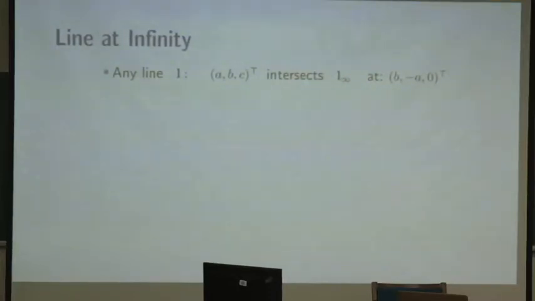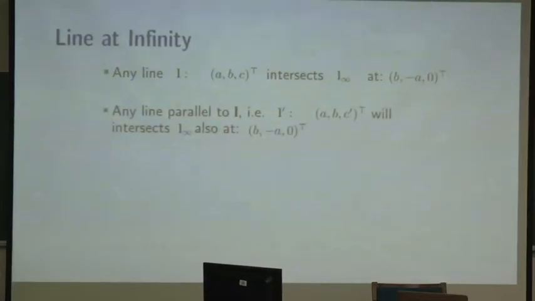So any line ABC will intersect the line at infinity at (b, -a, 0). That's my claim. Any line, we have kind of done that claim on the previous slide. Any line parallel to L, which is L prime, so it should be (a, b, c prime), will also intersect the line at infinity at (b, -a, 0). You could verify this now. It's very simple to verify, and in fact the line at infinity is only (0, 0, 1), so the 1 multiplies by the last term, so it doesn't really matter.